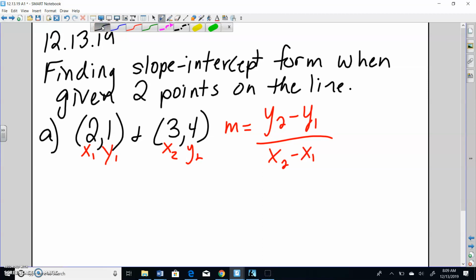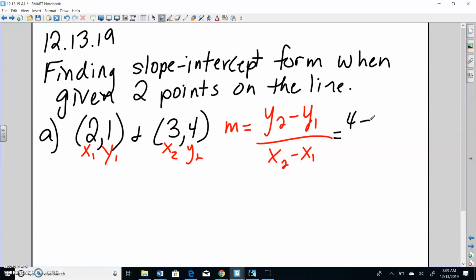So now I'm going to use those values that I identified in my points, and I'm going to plug them into this formula. So y2 is 4, so I'm going to take 4 minus. Before I even look at what y1 is, I'm going to put that minus sign because I am subtracting in the numerator and the denominator.